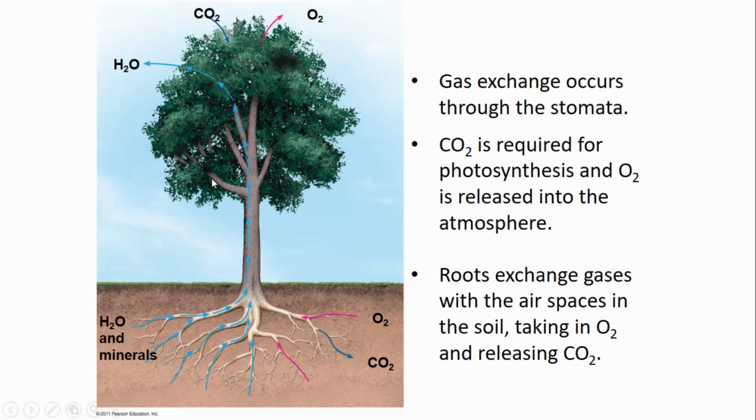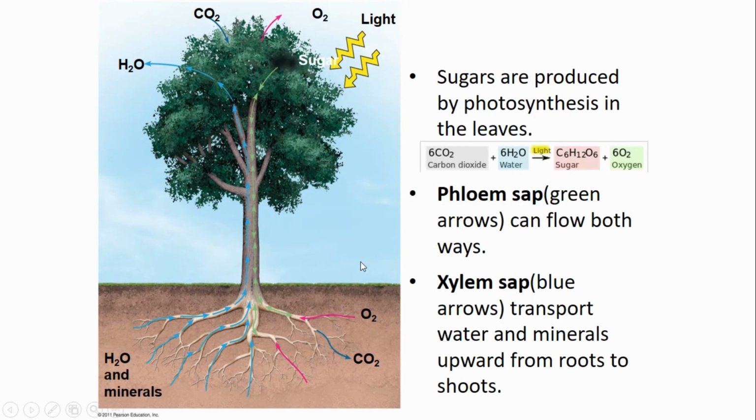Now you have gas exchange occurring throughout the stomata. CO2 is required for photosynthesis, and O2 is released after photosynthesis. And the root exchange occurs with spaces taking in O2 and releasing CO2. So all through the plant, you have CO2 going in and O2 coming out. Sugars are produced by photosynthesis in the plant. You got your carbon dioxide mixing with water, forming a sugar and releasing oxygen.